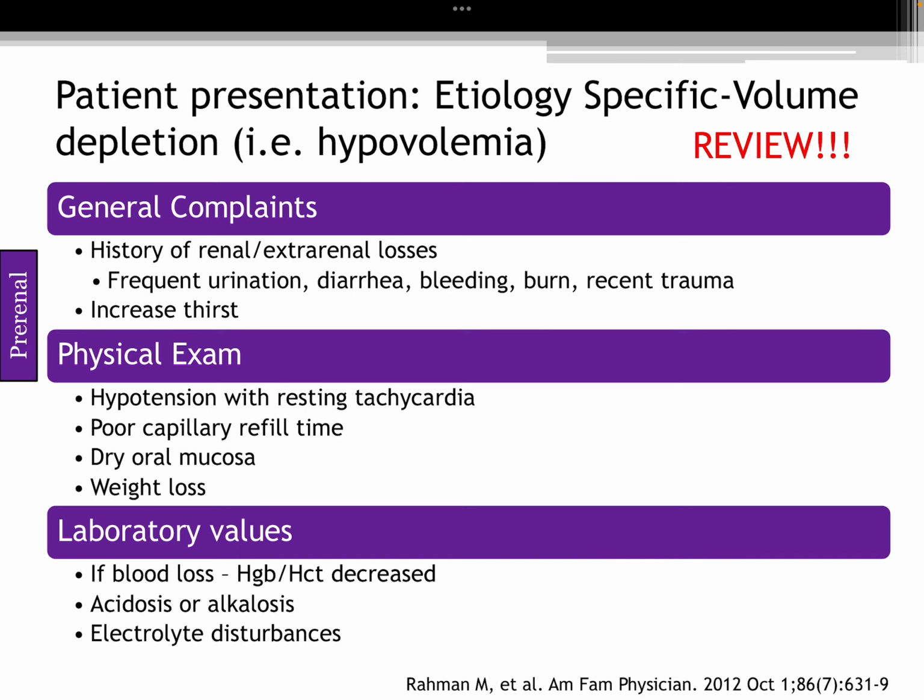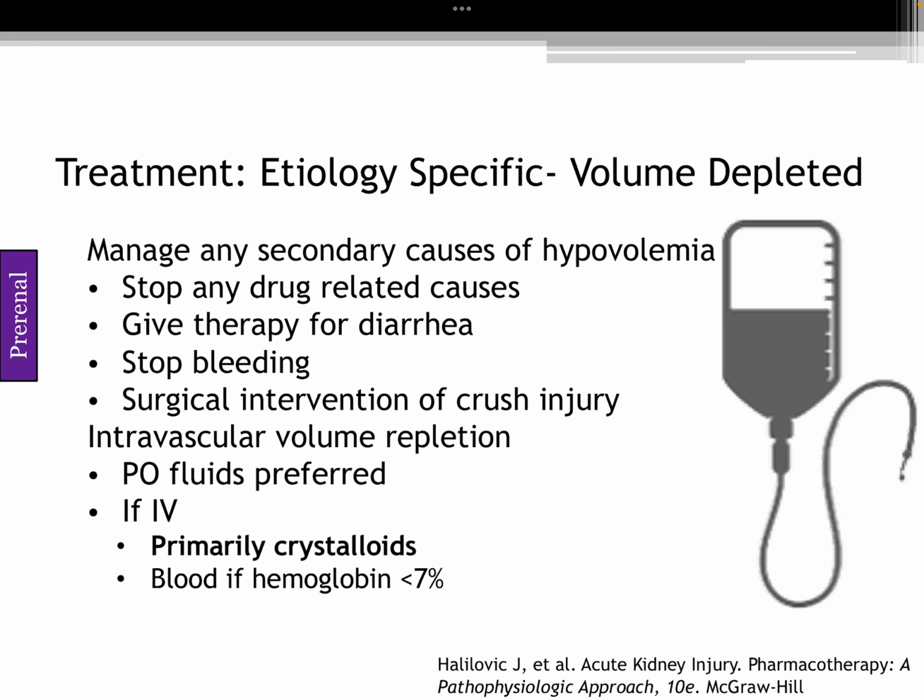The patient presentation actually should be very much reviewed for you all. You have patients with a history of renal and extrarenal losses and increased thirst as their general complaints. Physical exam: hypotension with resting tachycardia, poor capillary refill times, dry oral mucosa. Again, all things that we learned in our fluid balance and acid-base lectures. And then if the patient does have blood loss, you'll see hemoglobin and hematocrit decrease. You may see an acidosis or alkalosis, and then electrolyte disturbances.